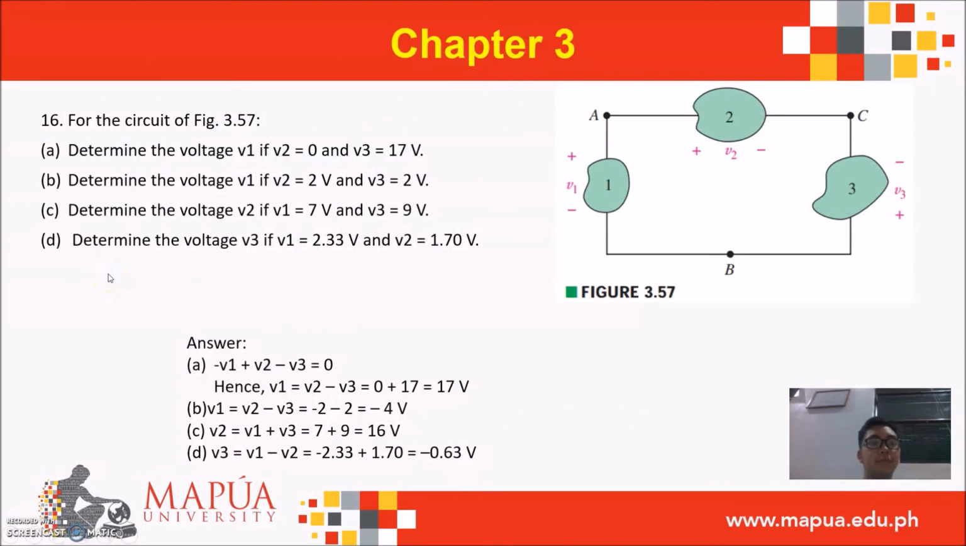For number 16, we are given the circuit of figure 3.57. The figure 3.57 is given on the right. So in this problem, we determine 4 voltages. For A, we determine the voltage V1 if V2 is equal to 0 and V3 is equal to 17 volts. For B, we determine the voltage V1 if V2 is equal to 2 volts and V3 is equal to 2 volts. For C, we determine the voltage V2 if V1 is equal to 7 volts and V3 is equal to 9 volts.